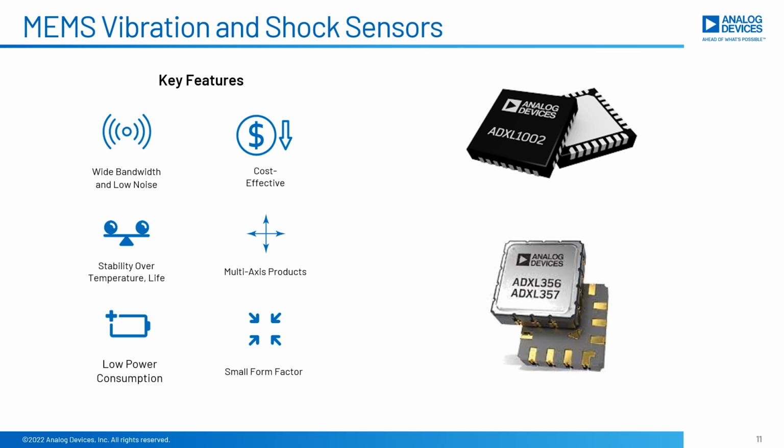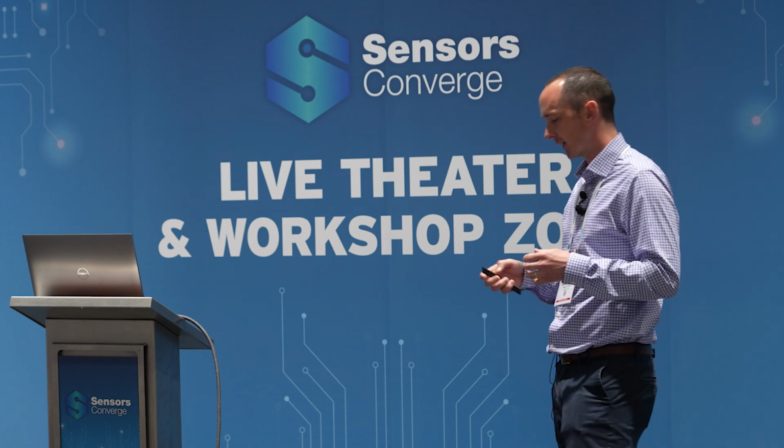MEMS vibration and shock sensors are one of the key sensing modalities for condition monitoring. Analog Devices provides a portfolio with wide bandwidth, low noise, cost-effective solutions when compared to piezo sensors, stability over temperature and life, multi-axis solutions with ultra-low power consumption to extend battery life in wireless applications, and very small form factor solutions. Examples include the ADXL1002, a high-performance, high-bandwidth single-axis MEMS sensor, or the ADXL356 as an example of a 3-axis MEMS sensor.